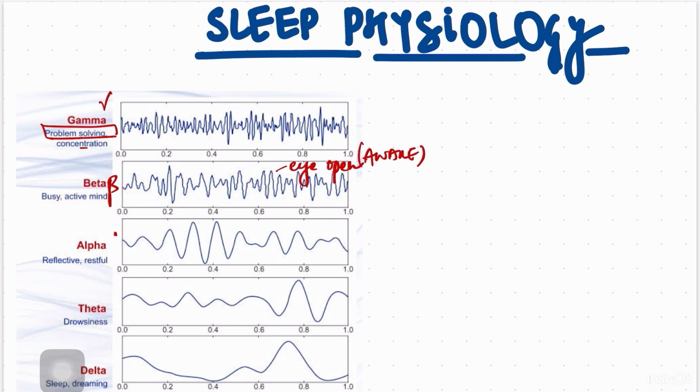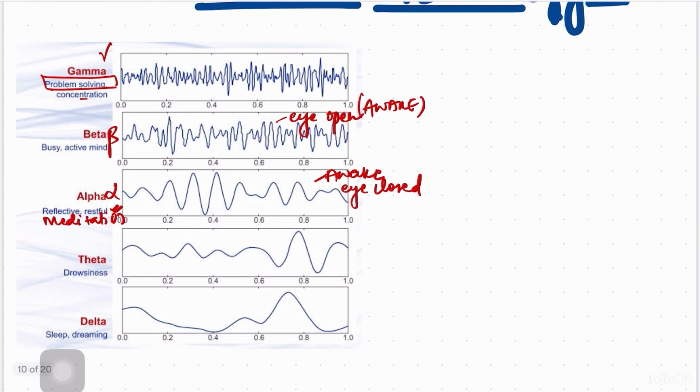Alpha waves, again you are awake but your eyes are closed here, and this is during meditation and restful state. Theta waves are produced during N1 stage of sleep. We'll talk about it in detail later. And delta wave is produced again during sleep. D for delta, D for deep sleep, and it is produced during the N3 stage of NREM.